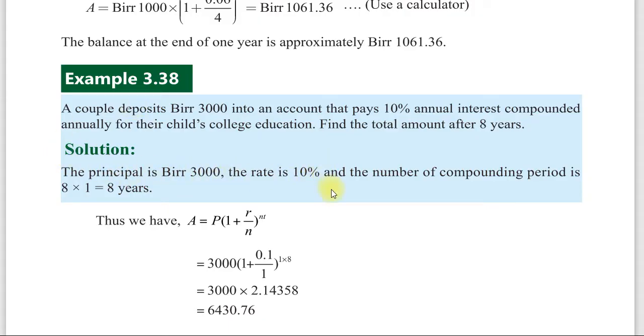The rate is 10% and the compounding period is 8 times 1, which is 8 years. So we use our formula: A equals P times (1 plus r over n) to the power of nt.